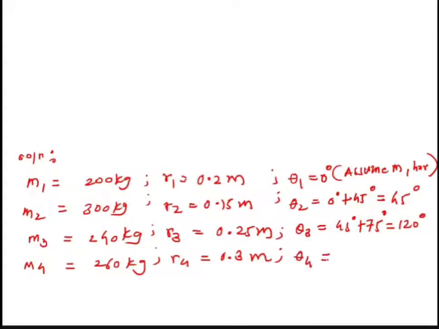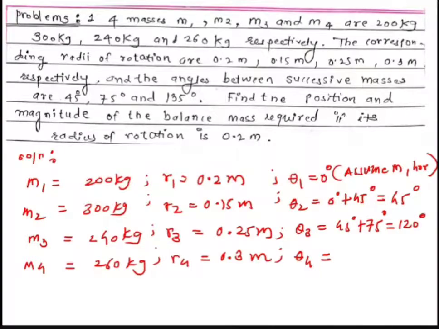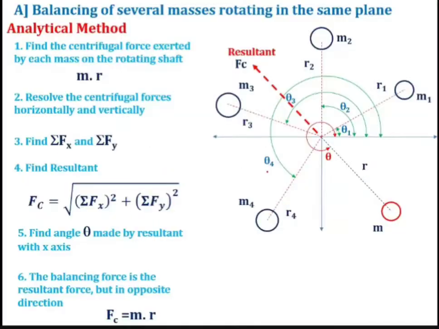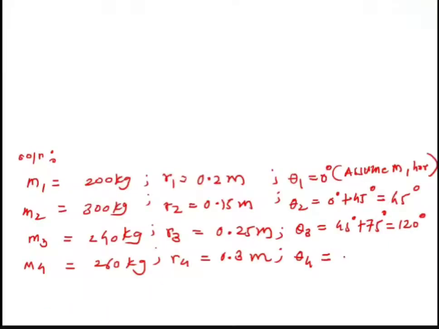And similarly, what is theta 4? Theta 4 is nothing but, they have given 135 degrees, the successive angle. Successive angle means they have given the angle between M3 and M4 as 135 degrees. And what is this total angle now? This total angle is nothing but 120 degrees. Already we have done this. Okay, I hope you have understood. This total angle is 120 degrees plus 135 degrees, so this total angle is equal to 255 degrees.